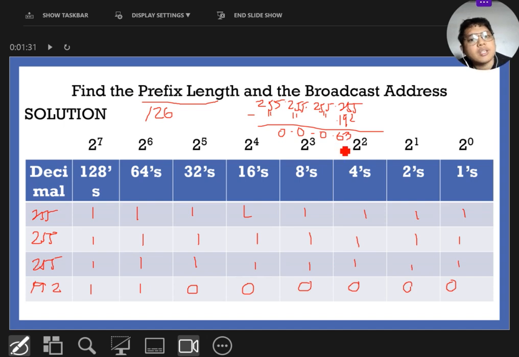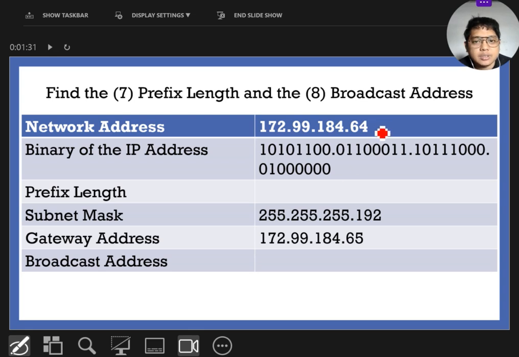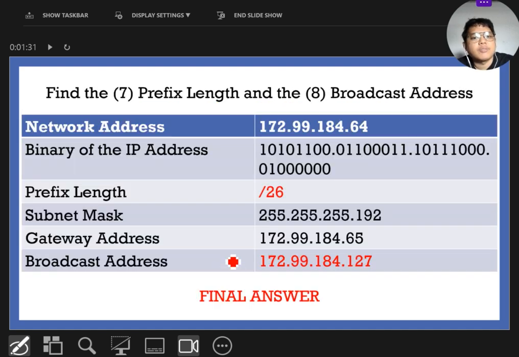So our host address is 0.0.0.63, and to get the broadcast address, we need to add this host address to our network address. So 172.99.184.64 plus 63 is 127. Therefore, our broadcast address is 172.99.184.127.